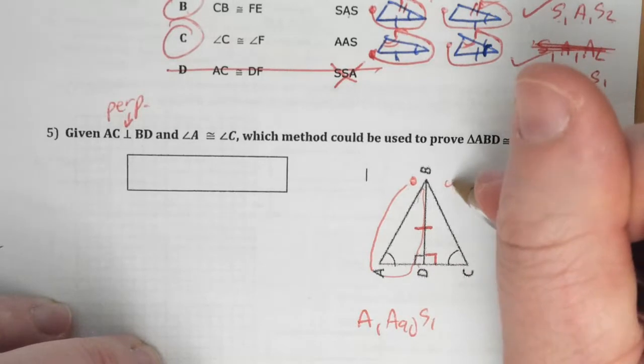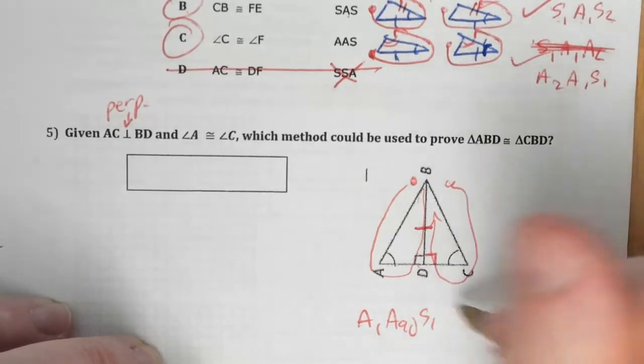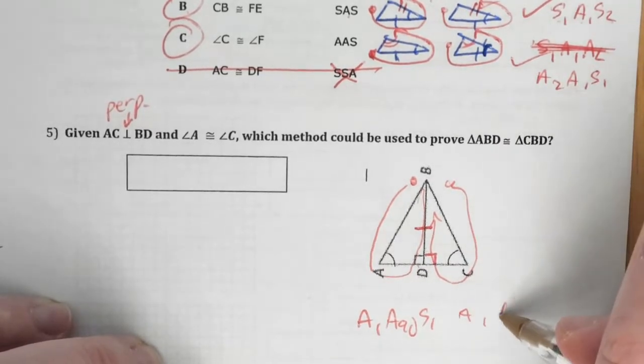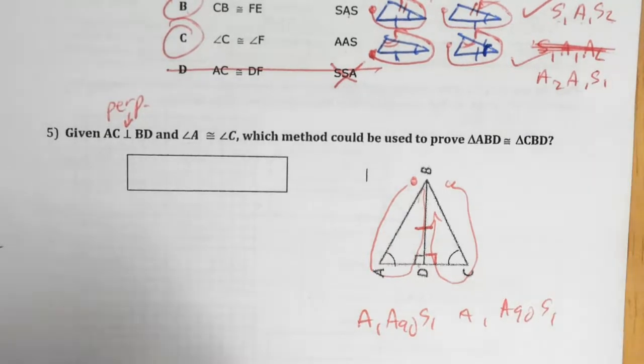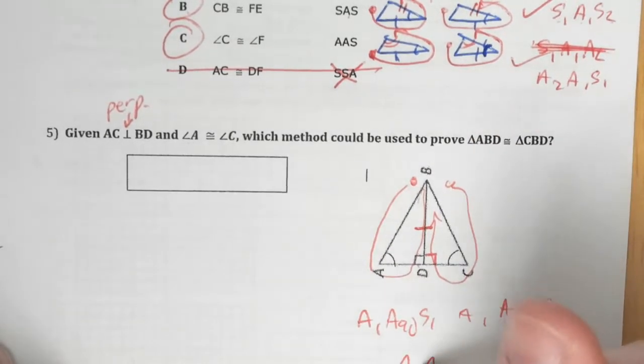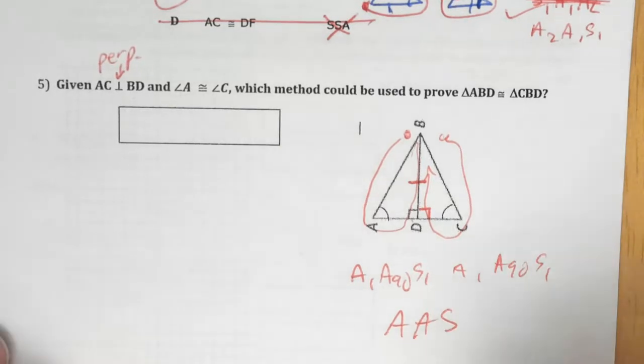Now do it on the other one, do you get the same combination? Yeah, we get angle 1, angle 90, and side 1. All right, so is AAS good or bad? That is good because we didn't cuss, right? We didn't cuss, so that works.